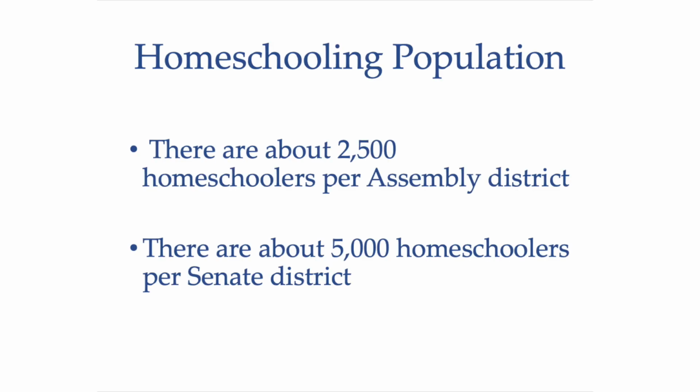We have about 2,500 homeschool families per assembly member, and we have about 5,000 homeschoolers per Senate district. So if your senator asks you how many homeschoolers are in my district, you can say about 5,000. And if your assembly member asks you how many homeschoolers are in my district, you can say about 2,500. So these numbers can be very helpful when you're talking with legislators, whether you're at the Capitol office or at the district office.